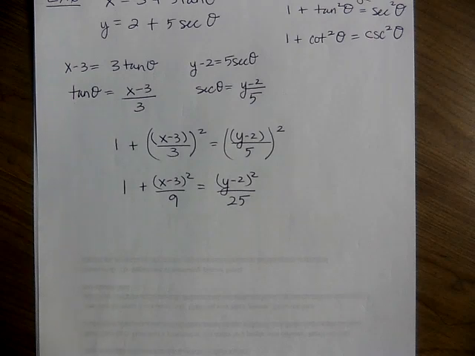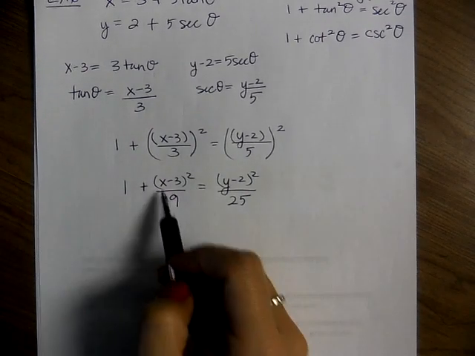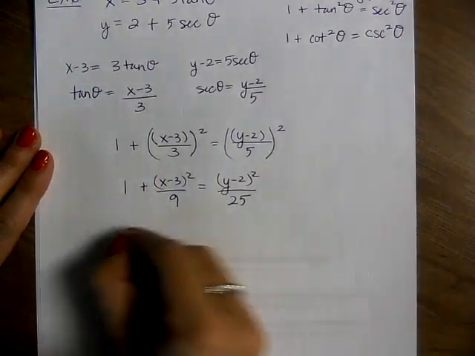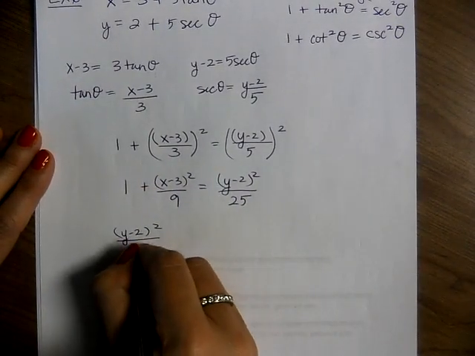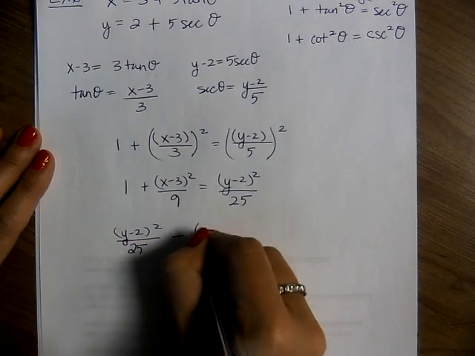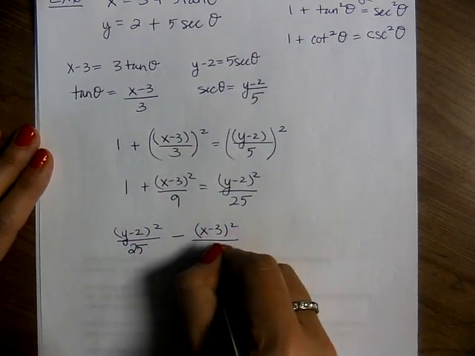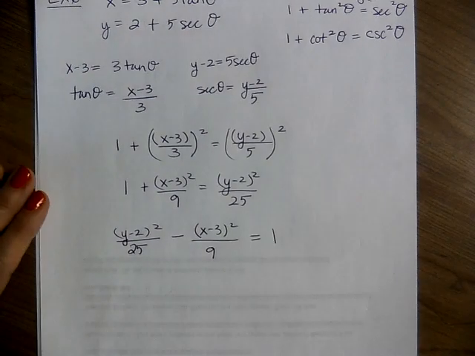Do you recognize this in standard form? Is this in standard form? Can you recognize the conic section we're talking about? No. So what do we have to do? Subtract over that x term, so I'm going to have (y minus 2) squared over 25 minus (x minus 3) squared over 9 equals 1.